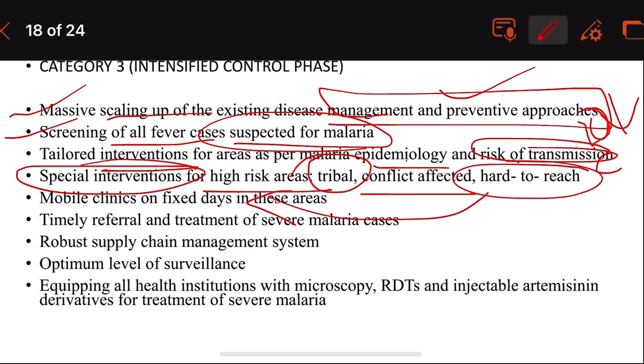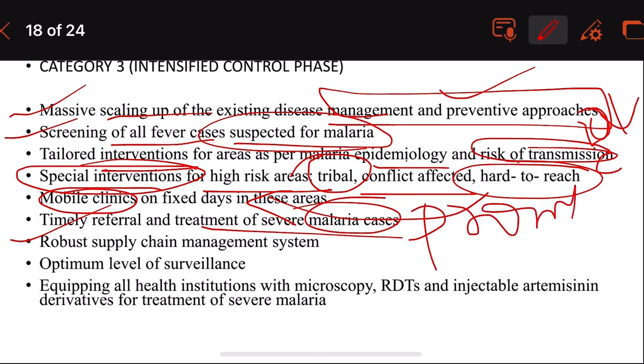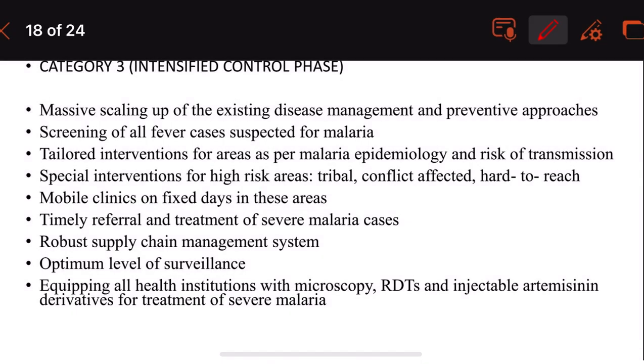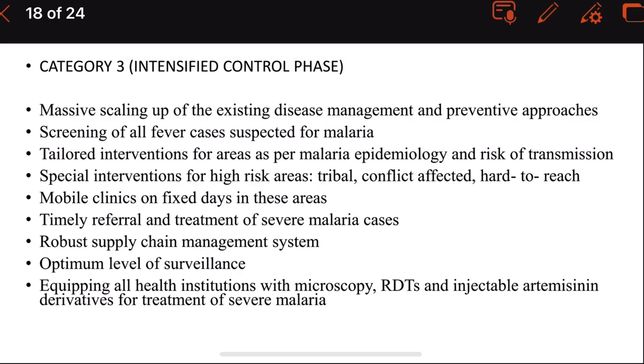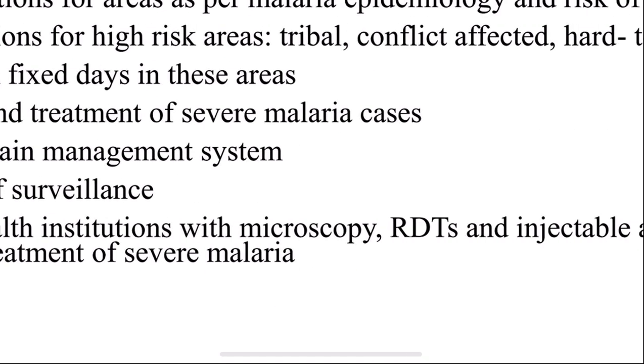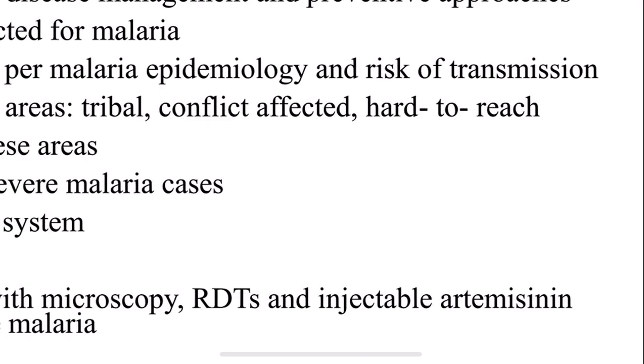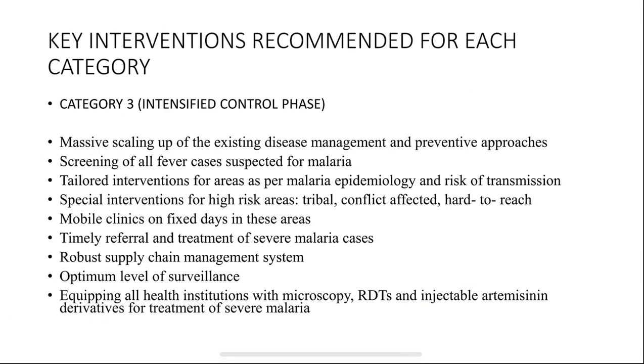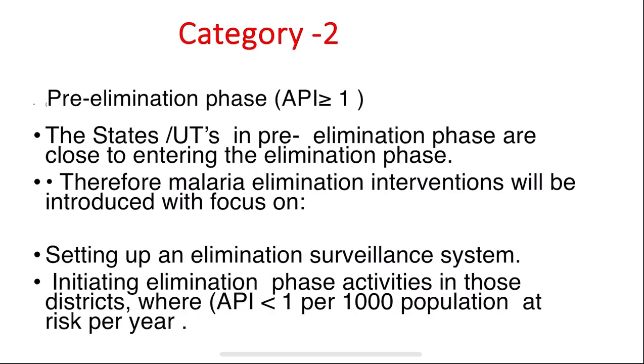We have to bring in the special interventions, and also the mobile clinics for them, a referral system, and treatment of the severe malaria cases should be done promptly. And then the robust supply chain management should be maintained, and an optimum level of surveillance, and all the health institutions we should provide with microscopy, rapid diagnostic tests, and the drugs for the treatment of malaria.